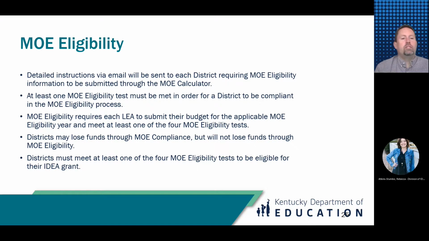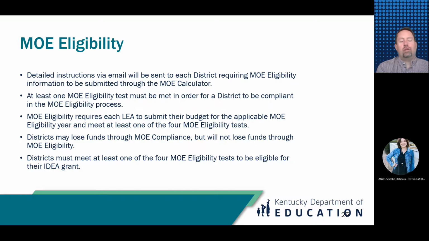With MOE eligibility, in previous years, we've sent you instructions via email. We may this upcoming year be changing this process to where not all districts will have to do this if you've already met through numbers that we have at KDE. But if you have to do this, you'll be sent detailed instructions via email around this MOE eligibility information. And with MOE eligibility, you just have to meet one of the 4 tests. You have to submit your budget for that applicable eligibility year.